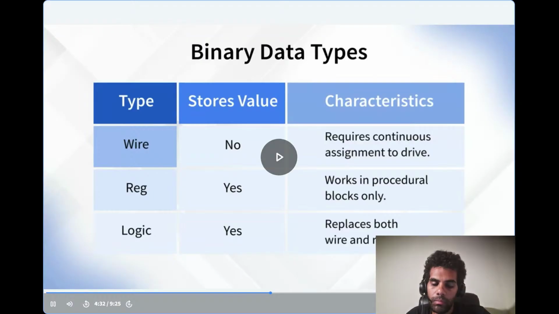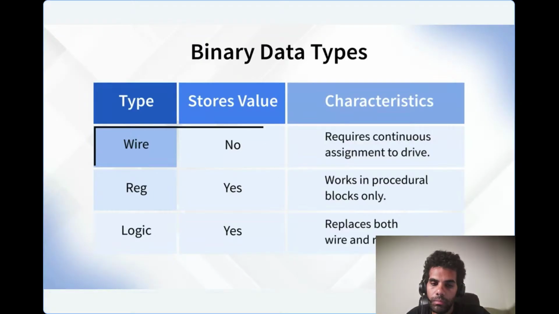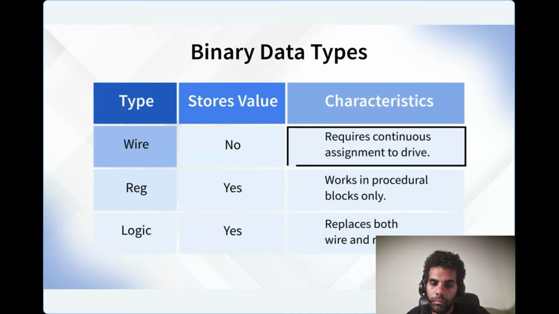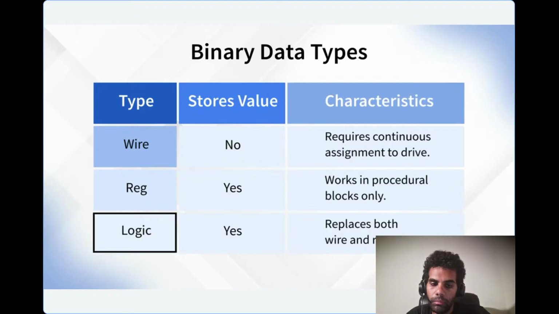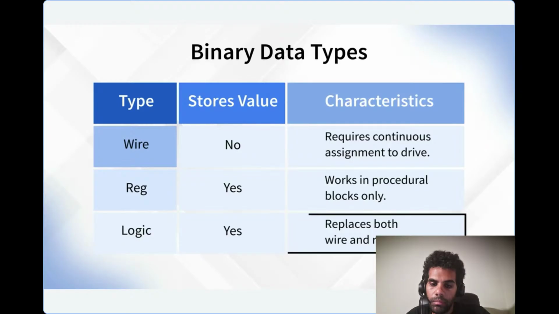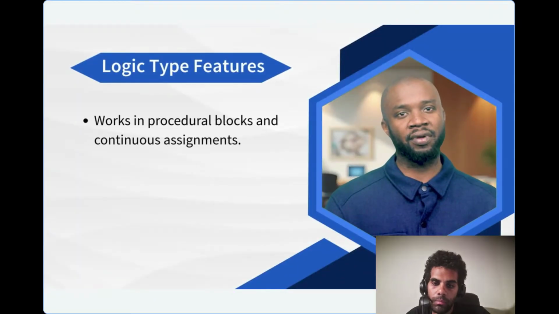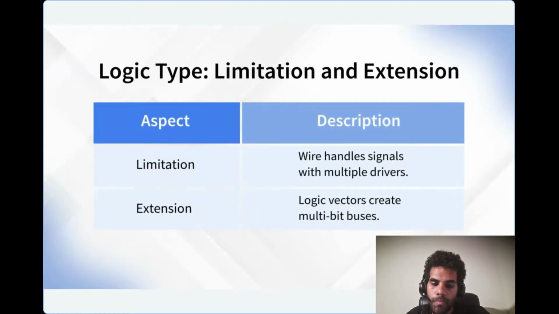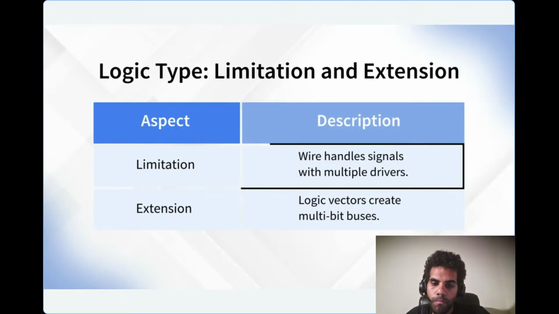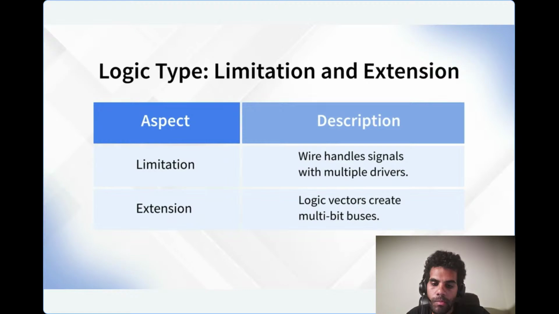logic vector type. While a wire type cannot store a value and must be driven with a continuous assignment, a reg can store a value. But SystemVerilog introduces the logic type, which is a unified type that can replace both wire and reg. It works in a procedural block, it works in continuous assignment, and it's easier to use and far less confusing. The only time you cannot use logic is when a signal has multiple drivers. In that case, you must use a wire.